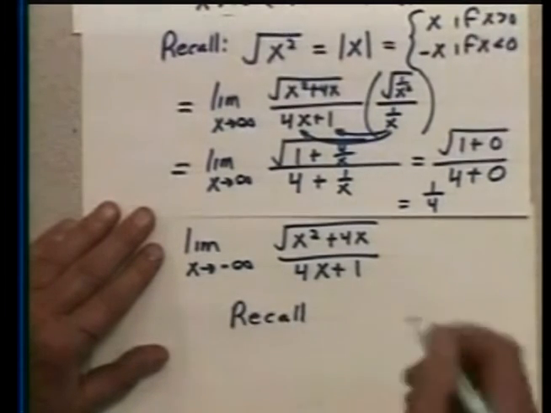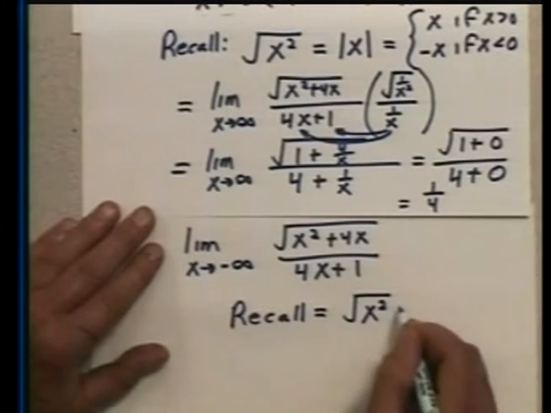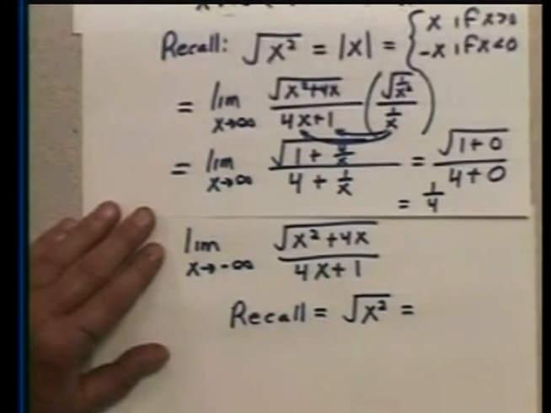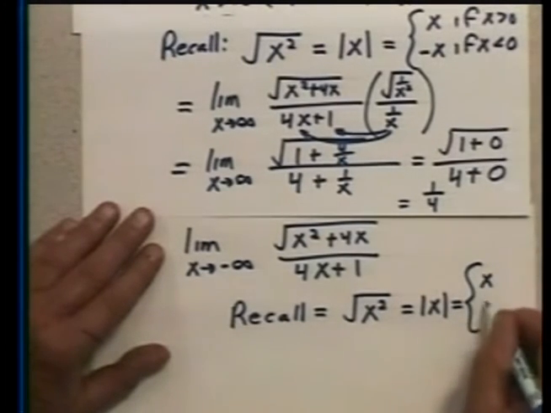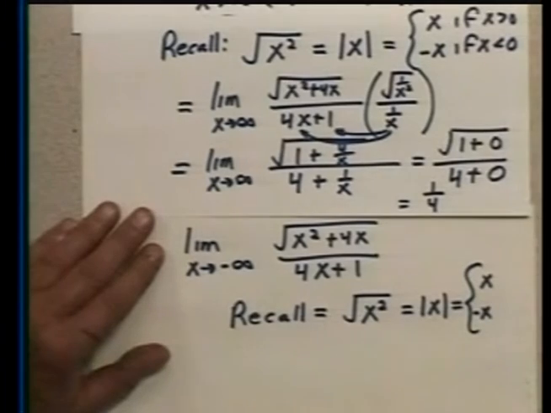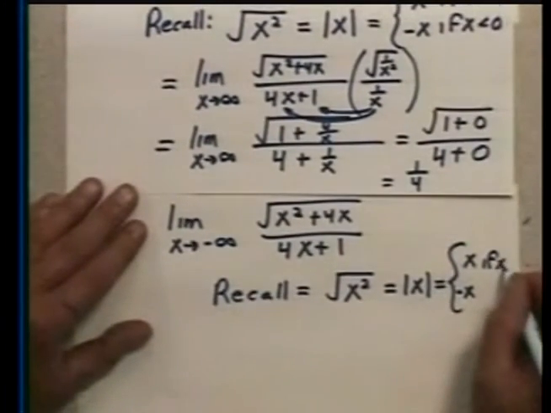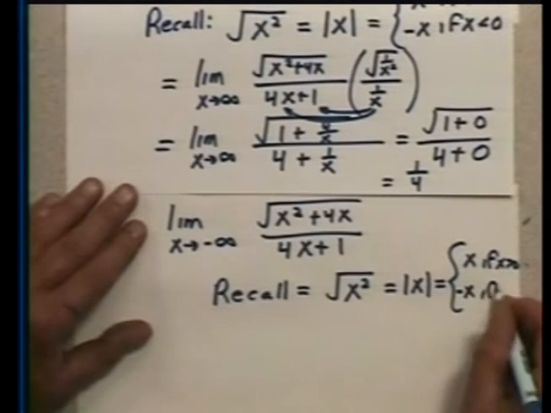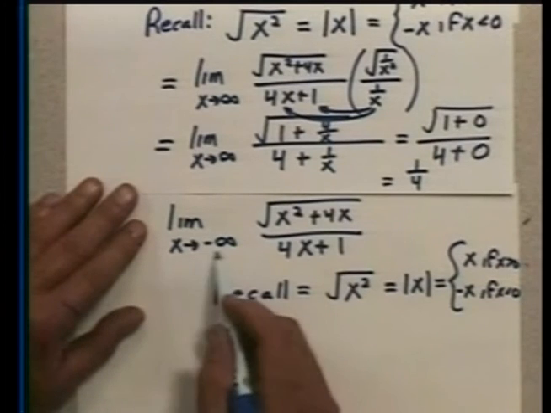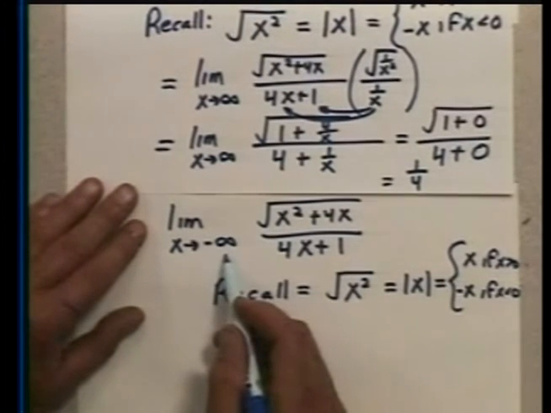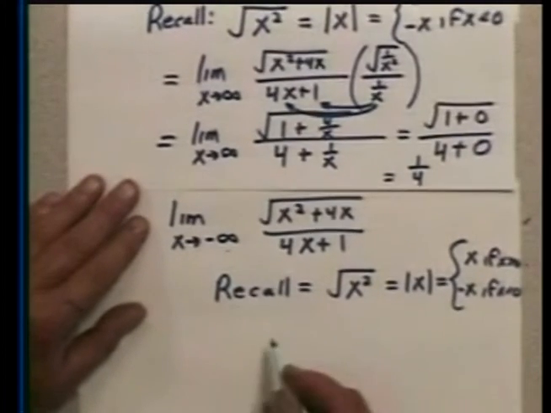Okay, before we multiply by something, you have to recall that the square root of x squared is what? Absolute value of x, which is sometimes x and sometimes opposite x. It's this one if x is positive. It's this one if x is negative. Okay, where is x headed? So which one of these do I use? The negative x. Opposite of x.